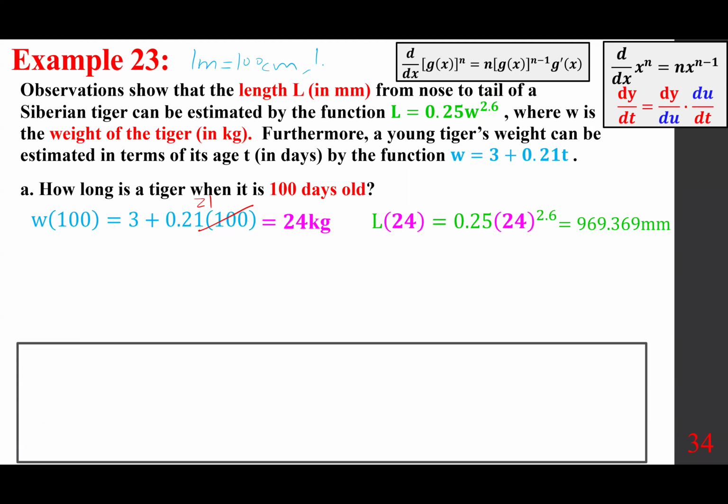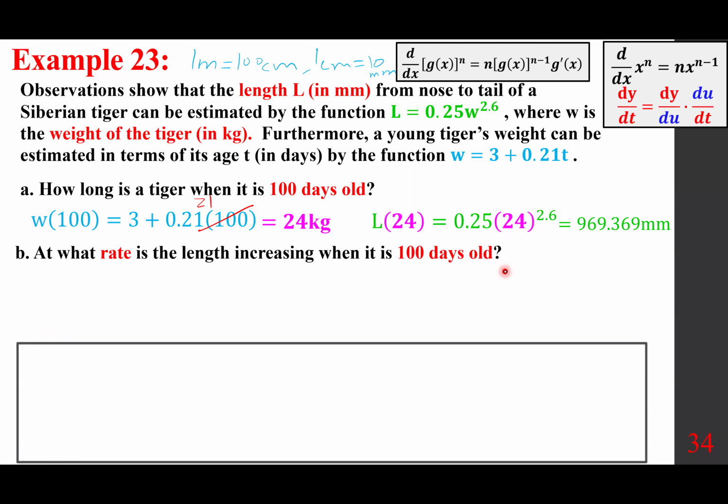And 1 centimeter is 10 millimeters. So it's close to 1 meter, just to give you an idea. Also 1 meter is about 3 feet. Having said that, this is elementary algebra, and that's one way to do it. We will look at the second method in a moment, but the second part is asking for calculus.